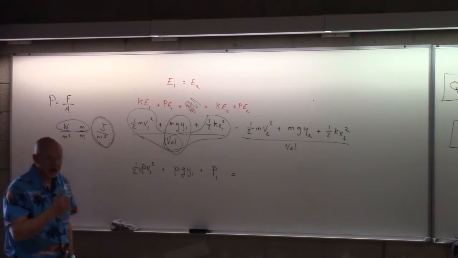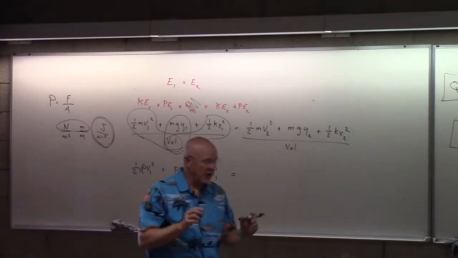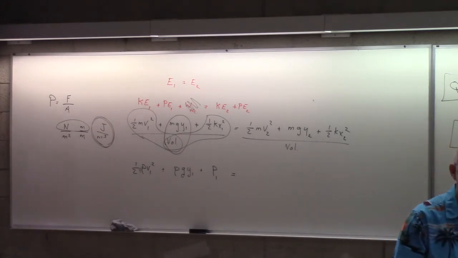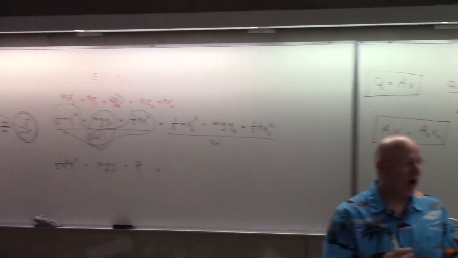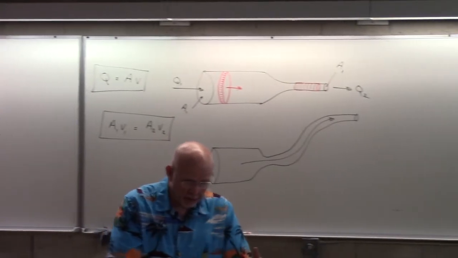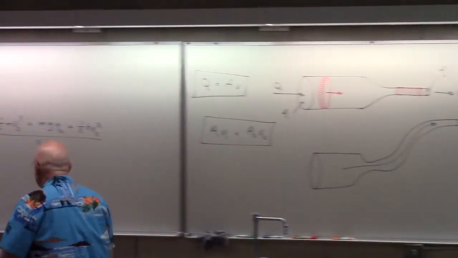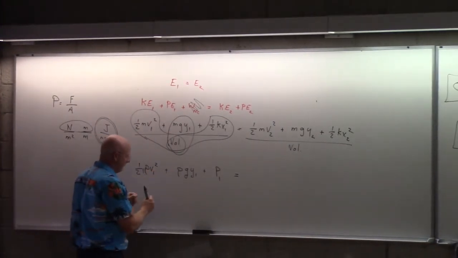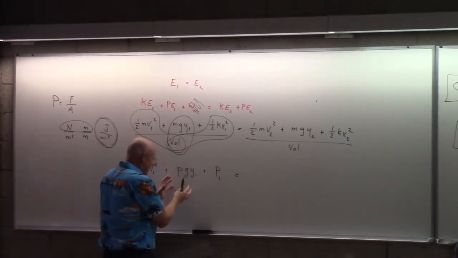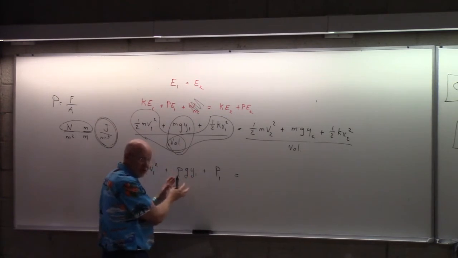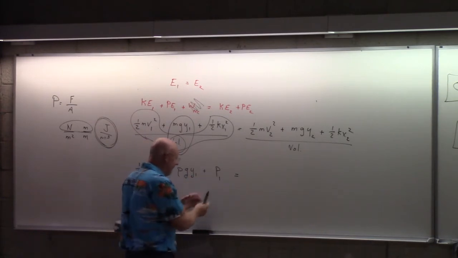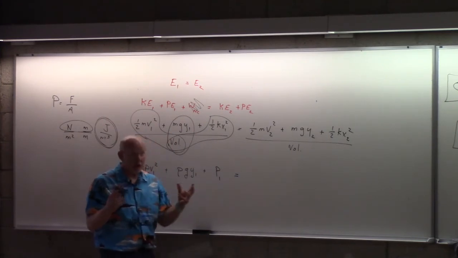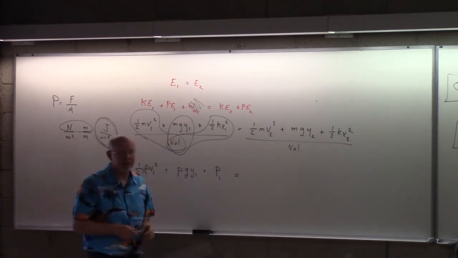In other words, instead of thinking about the whole energy, Bernoulli's thinking about an energy density. How much energy per volume? So this first term is the kinetic energy per volume. The next term is the gravitational potential energy per volume. And this term, I'll just call it the pressure energy, but you might even call it the elastic energy.